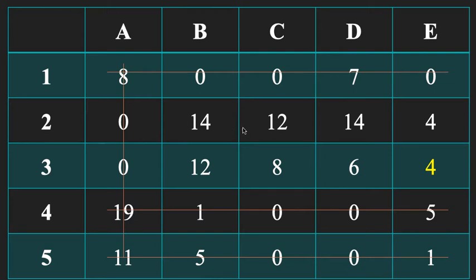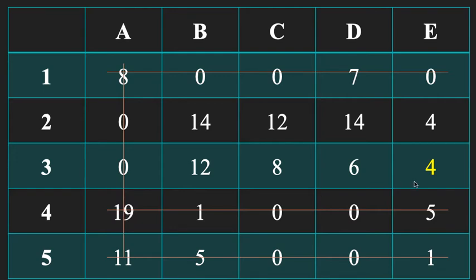For the uncovered elements, we are going to subtract this element from all of them. For example, 8 plus 4 is 12. 0 remains the same, 0 the same, because these are covered elements. Here 14 minus 4 is 10, 12 minus 4 is 8, 14 minus 4 is 10, 4 minus 4 is 0. This remains the same. Here 12 minus 4 is 8, 8 minus 4 is 4, 6 minus 4 is 2, 4 minus 4 is 0. Here we are going to add.